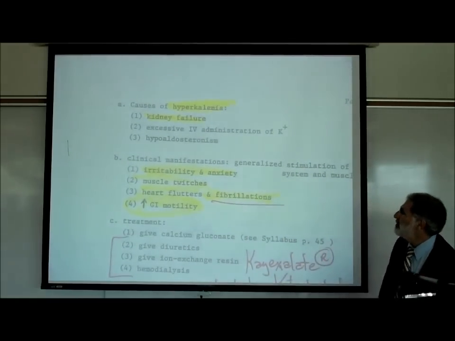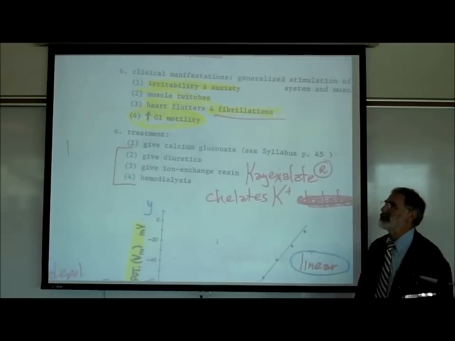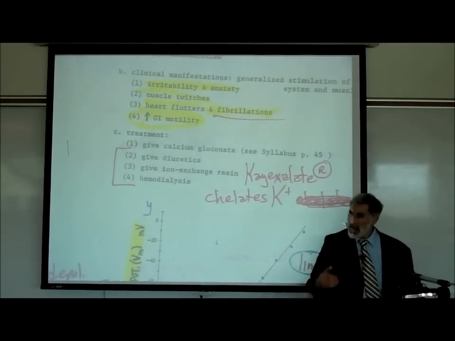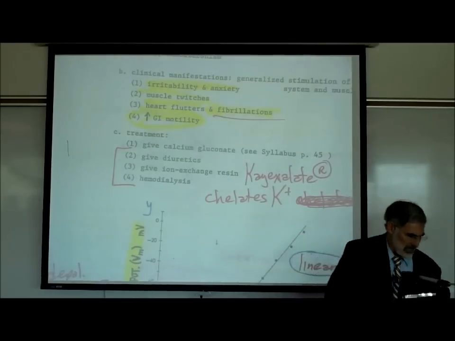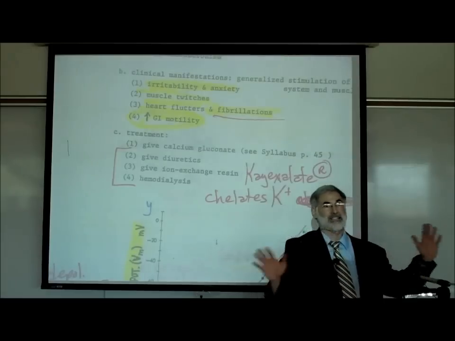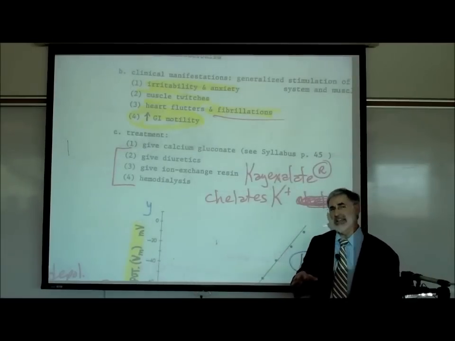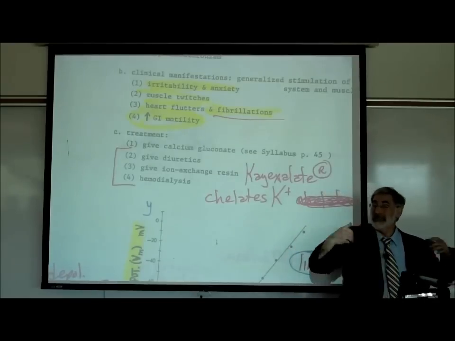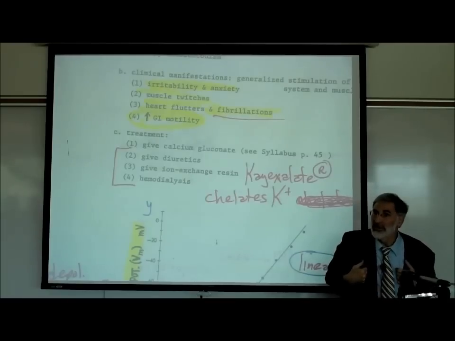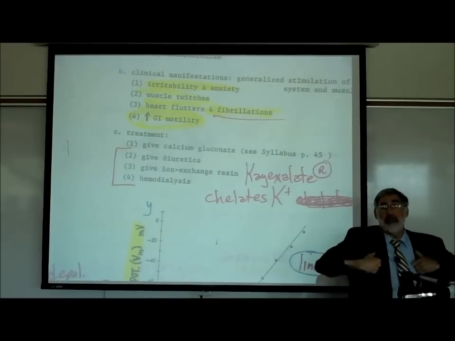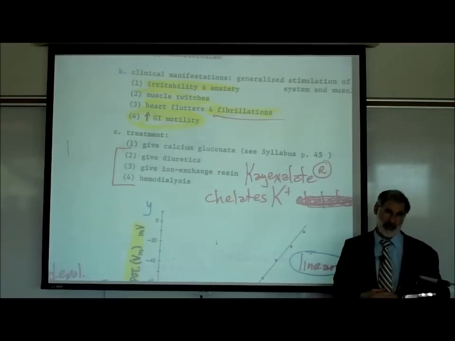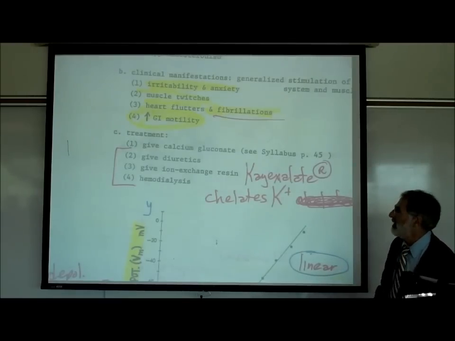Now, how do you treat it? This is much more complicated. With hypokalemia, it's really easy to treat. Give them a banana to eat. Give them potassium. Give them Pedialyte. That solves the problem. In this case, there's too much potassium in their body, in their bloodstream. How do you get it out? This is very difficult, much more difficult to treat.